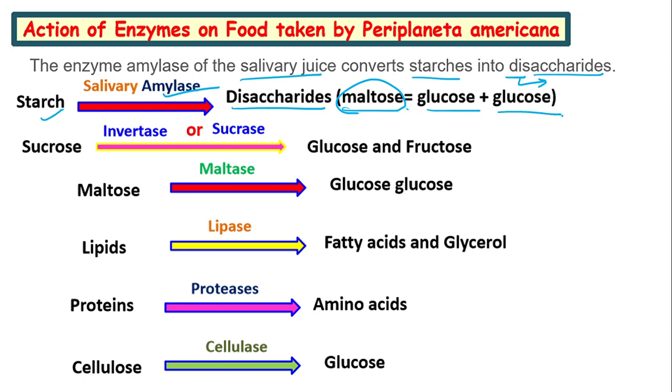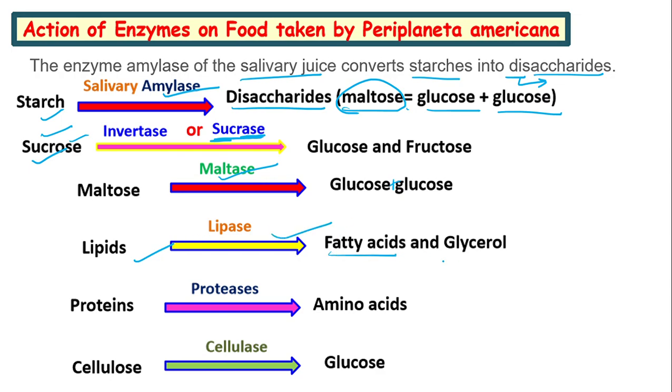How is maltose formed? It is by glucose plus glucose. Now, sucrose is going to be broken down by sucrase. See, if you remember the name of the carbohydrate, you can remember the enzyme name. Sucrose, sucrase. We use ase for the enzyme. Sucrose is broken down into glucose and fructose. Maltose is broken down into glucose plus glucose by maltase.